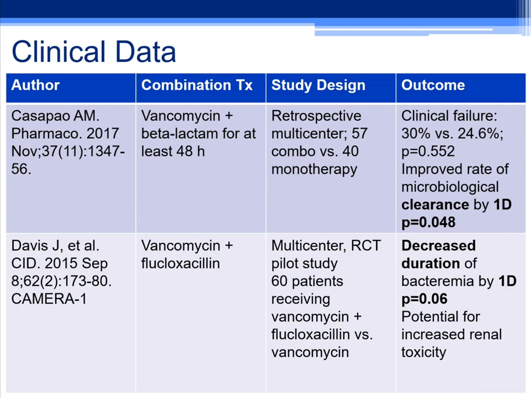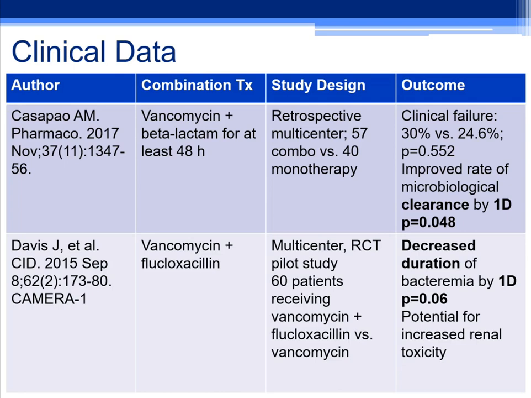So looking at some of the earlier data, Cosgrove and colleagues did vancomycin plus a beta-lactam for at least 48 hours. While for clinical failure there was no statistically significant difference, it did improve the rate of microbiological clearance, which was statistically significant, by 1 full day. So going back to what we know earlier about the data that was shared, that having this persistent bacteremia can increase your odds ratio of mortality. So will that improved rate of microbiological clearance in this case translate to that?